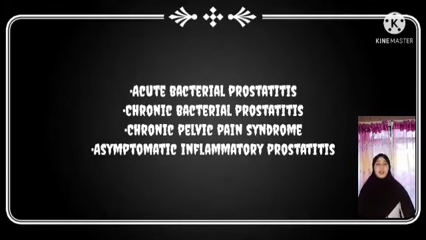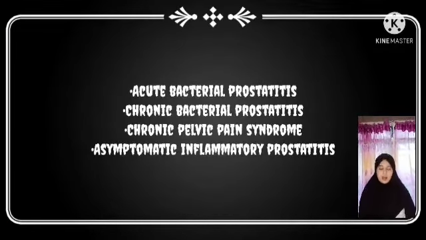The second one is chronic bacterial prostatitis. This is when bacteria become trapped in the prostate gland, causing recurrent UTIs that are difficult to treat.